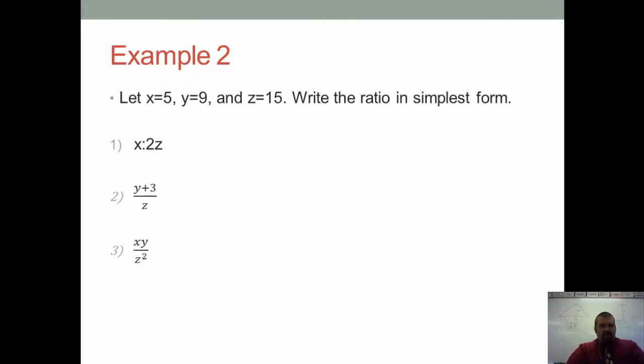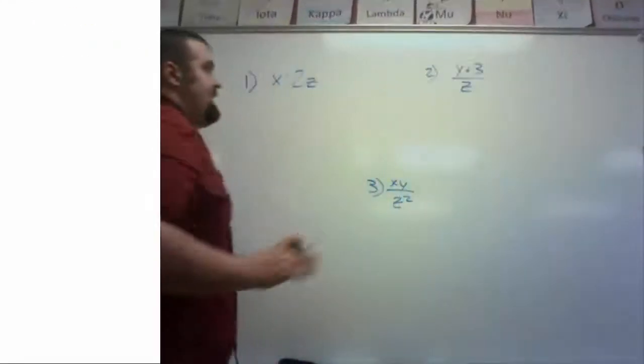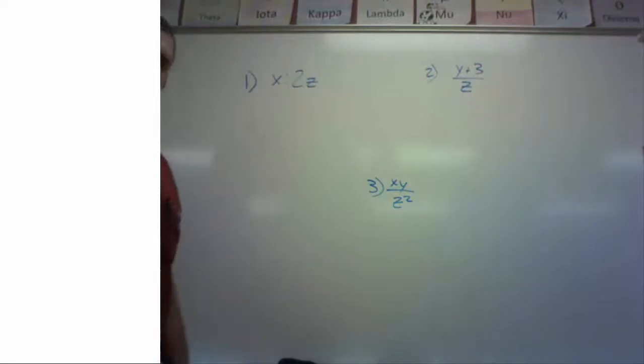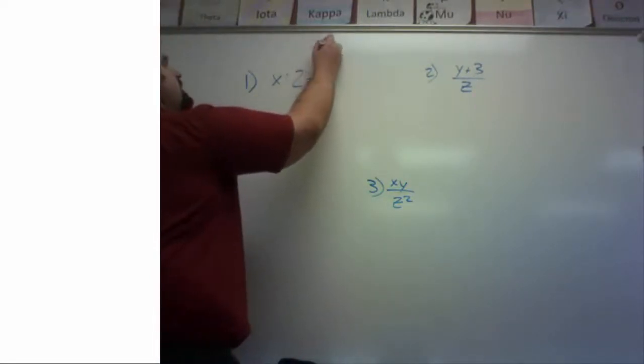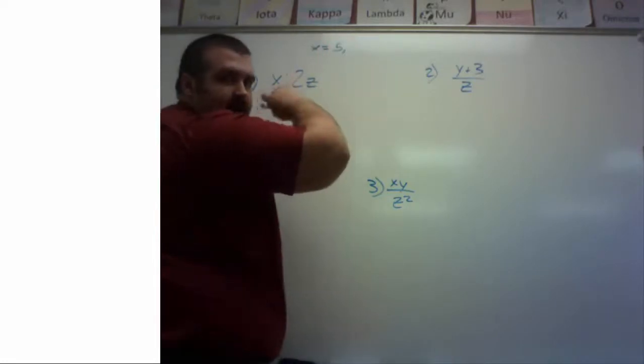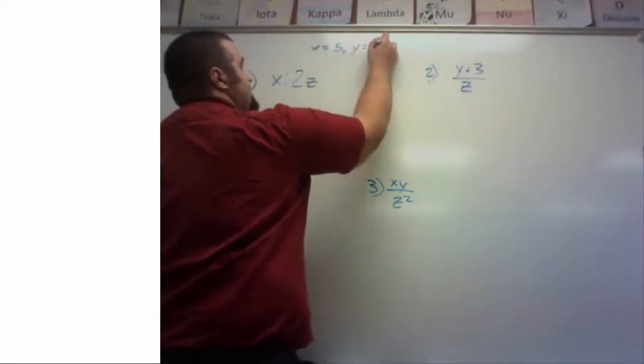What if I gave you something a little bit tougher? I said, all right, I know 3 variables. They have values of 5, 9, and 15, respectively. X is 5, Y is 9, Z is 15. Okay, write the ratio in simplest form. So now I'm giving you a few different types of ratios, and what I want you to do is plug in the number. All right, and these are what I have. So now the next part, I plug in the number that I'm given for each of these. I know X is 5, Y is 9, and Z is 15.